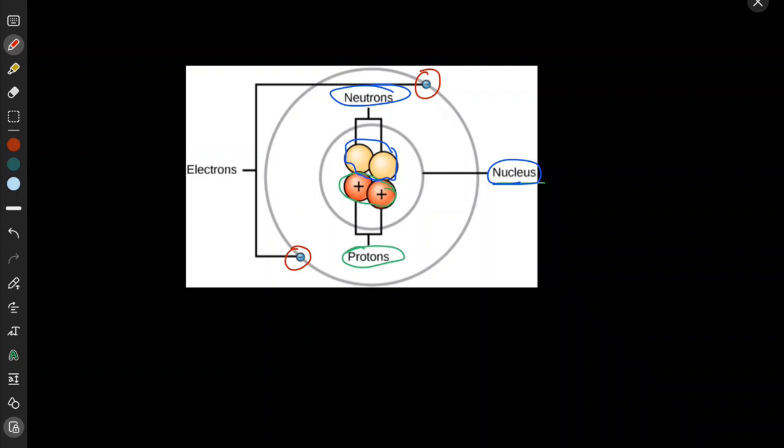All right, so now that we've discussed the atom, we have to discuss a little bit about the elements, all right? So what is an element, right? So an element is just a pure substance that is made up of only one kind of atom.